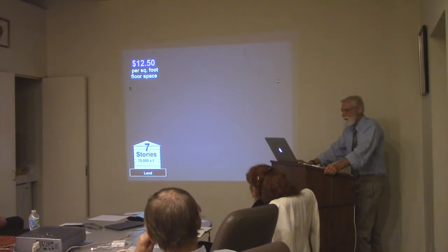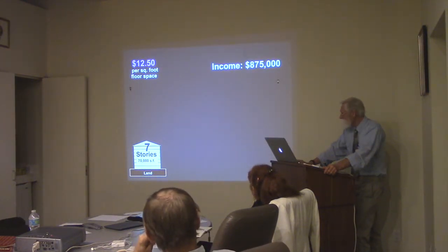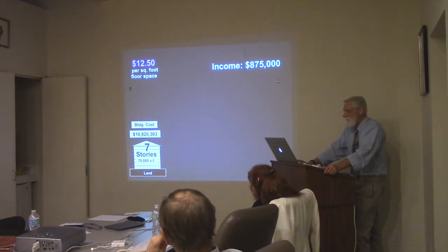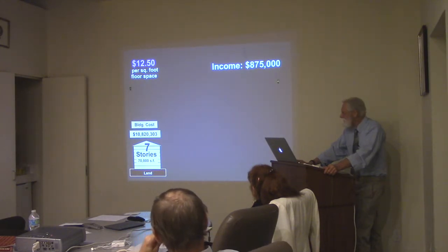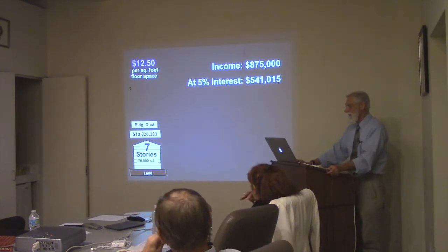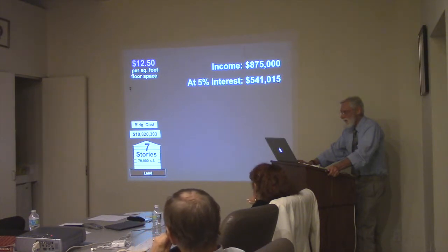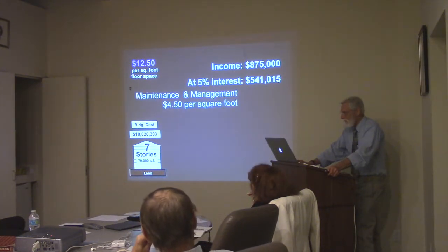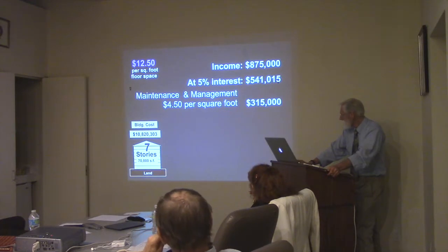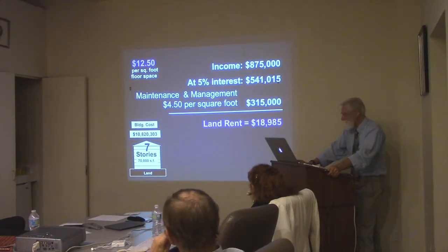I build a 7-story building: $875,000 in income at $12.50. I pay the interest on the $10 million, $820,000 for the building, and the maintenance on the 70,000 square foot building, which is $315,000, and what's left is $18,985.